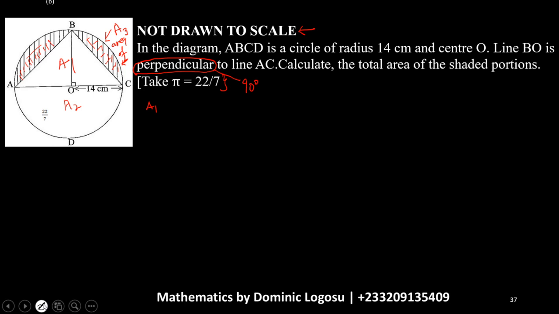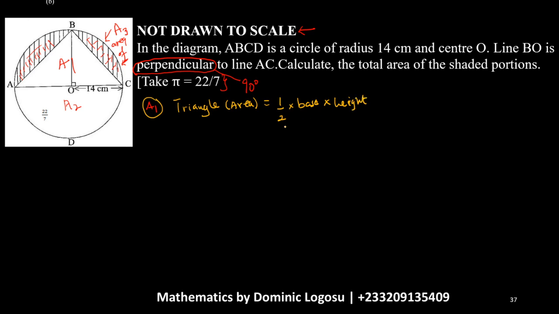Now A1, which is area A1, solving it will mean that triangle. A1 is a triangle. And you have to find the area. And then the area of a triangle is half the base times the height. Now to identify the height has been given to us. The height has been given to us in the question.